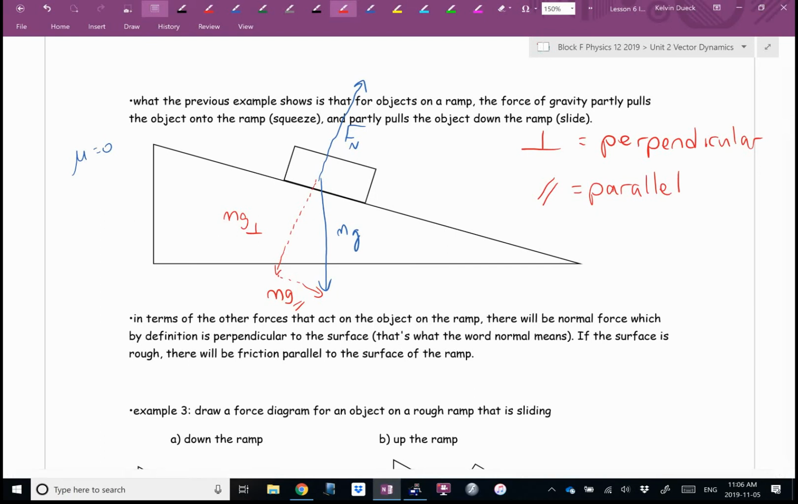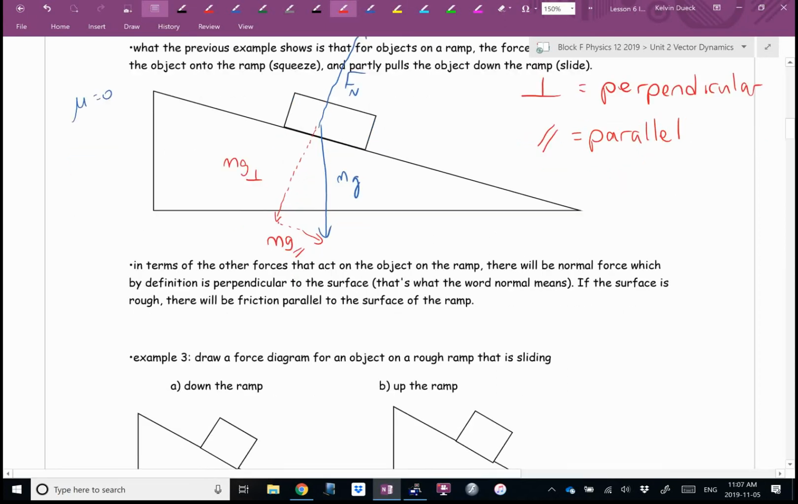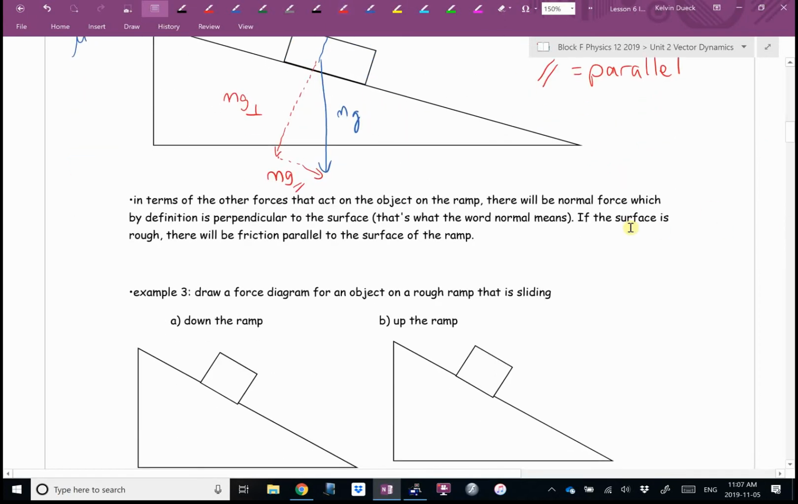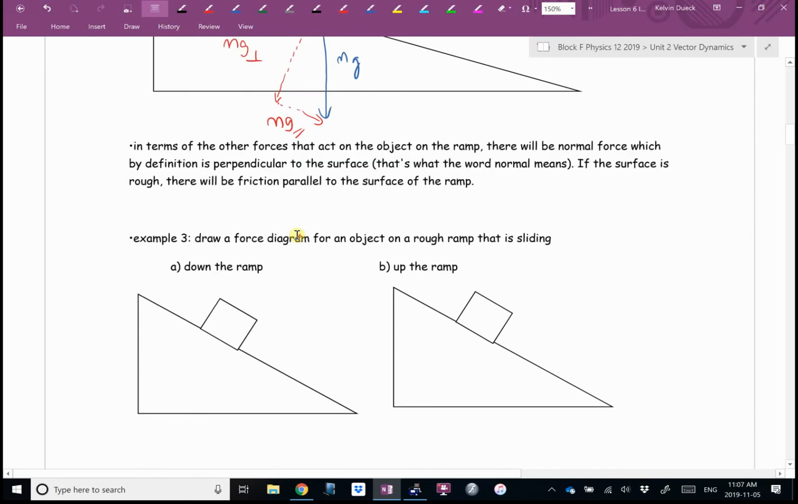What's pulling you down the ramp, Matt, is the parallel component. That's what's making you slide down the ramp. What's creating the normal force is the perpendicular component. So, I don't know the normal force. Oh, but look. I know another force the same size as the normal force. It's mg perpendicular, not mg. Not mg. Oh, and if the surface is rough, there will be friction.